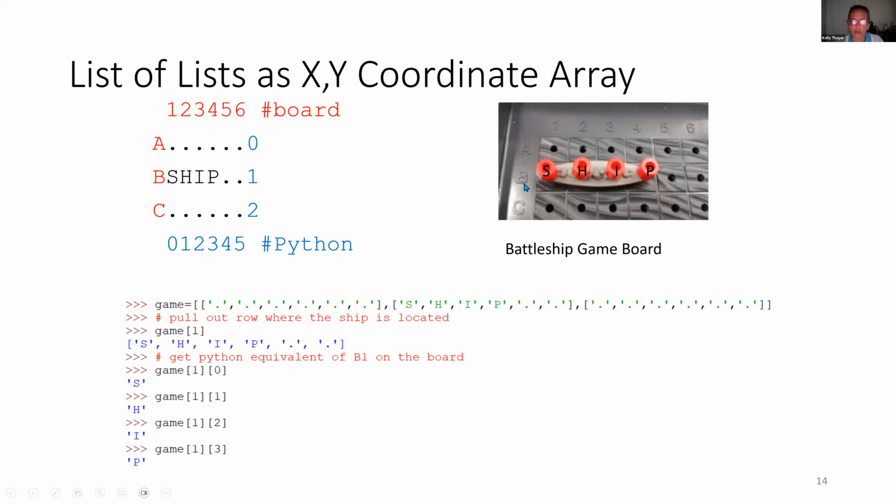Suppose you want to pick out a particular peg, perhaps one of these. Well, you can do that by issuing a double index. And it would look something like this. So game of 1 pulls out this row with the ship in it, just like so. But then if you pass to it the 0th argument, it will go to position 0 in the thing that it just got, which is the character S. And so we can proceed with game of 1 of 0, 1, 2, and 3 to actually get out the various pegs.